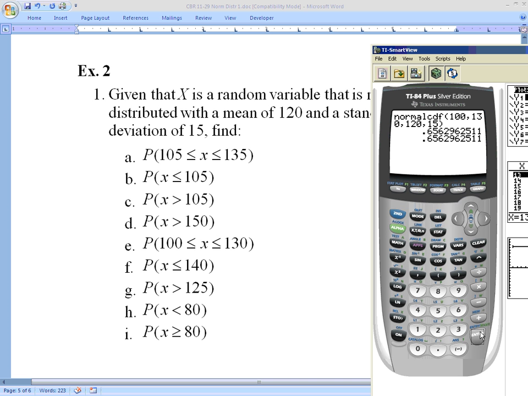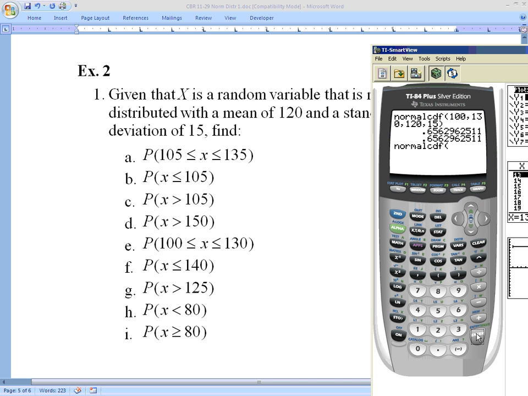Now we've got one that's the probability that our data is less than or equal to 140. So again, we go to second vars, number 2, which is normal distribution. We put in our lowest value. Well, this time it says that x is less than 140, so 140 is the highest value. Remember, think back to when we first learned about less than and greater than signs back in middle school. The big mouth eats the bigger number. So the 140 is the big number.